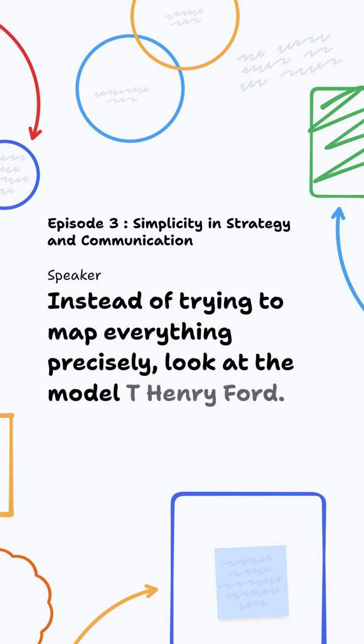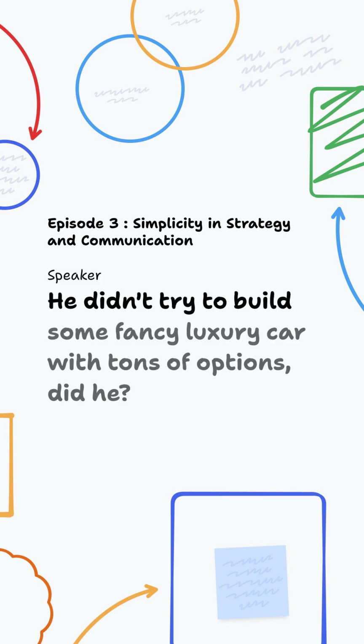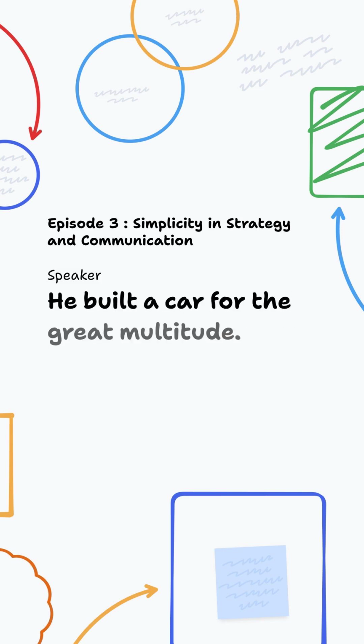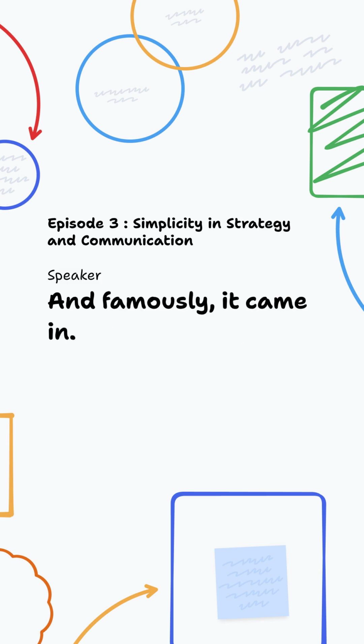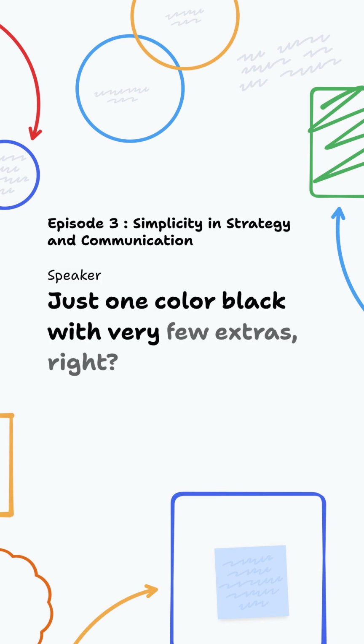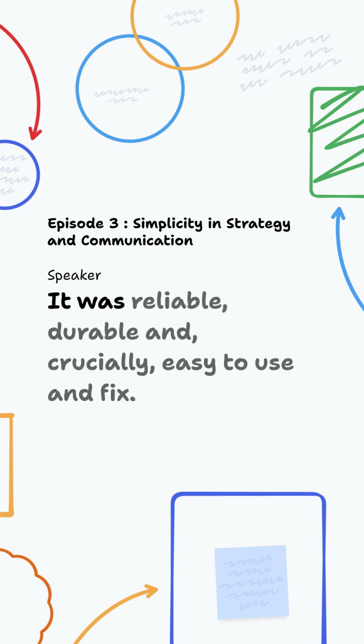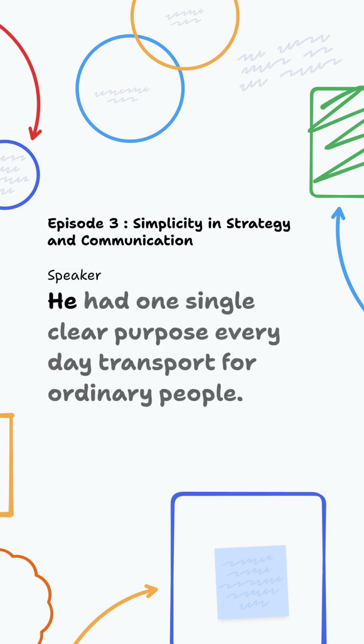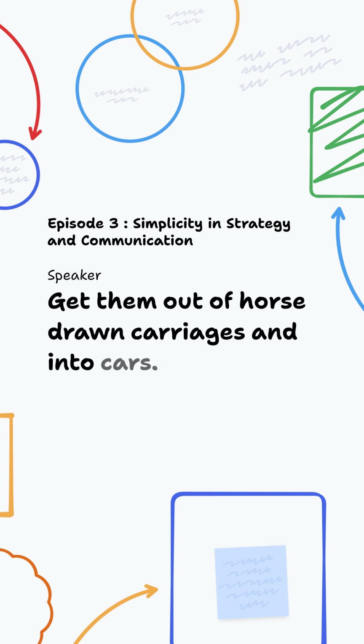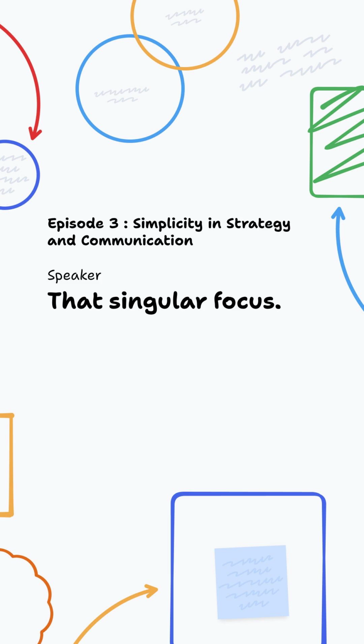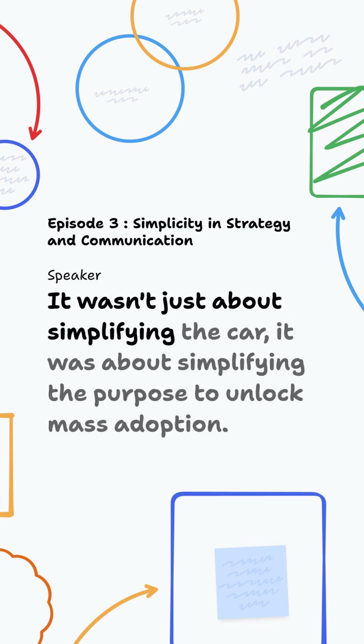Precisely. Look at the Model T, Henry Ford. He didn't try to build some fancy luxury car with tons of options, did he? No, definitely not. He built a car for the great multitude, and famously, it came in what? Just one color? Black? With very few extras. Right. Few optional extras. It was reliable, durable, and crucially, easy to use and fix. He had one single clear purpose: everyday transport for ordinary people. Get them out of horse-drawn carriages and into cars. That singular focus, it was revolutionary. It wasn't just about simplifying the car. It was about simplifying the purpose to unlock mass adoption.